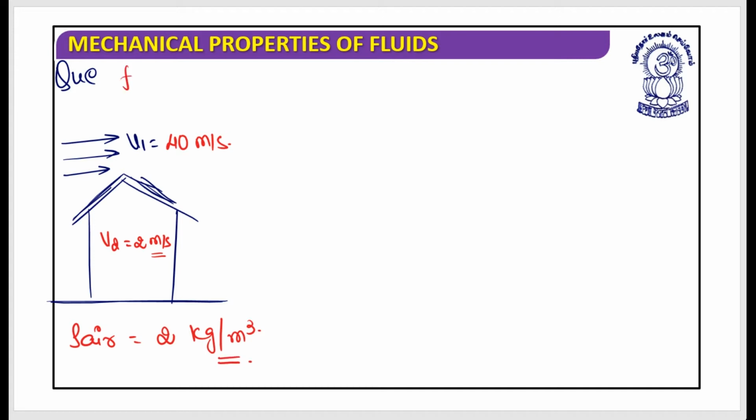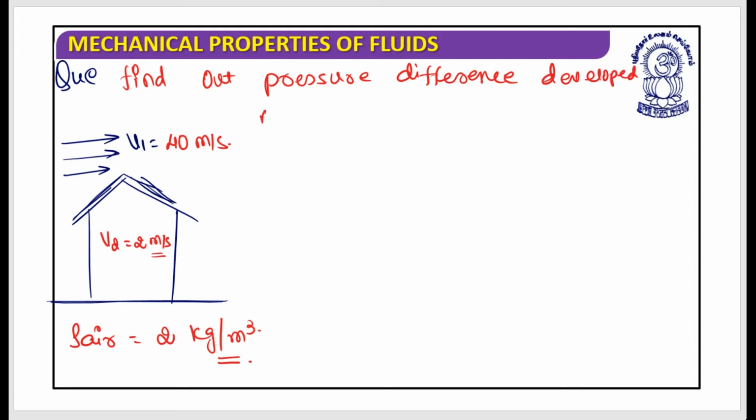So they will ask me to find out the pressure difference developed on the roof. What you need to do is, let's assume this is point 1 and this is point 2. Point 1 is just below the roof, that is, within the home, and point 2 is just above the home.